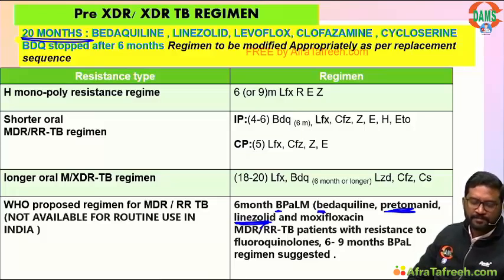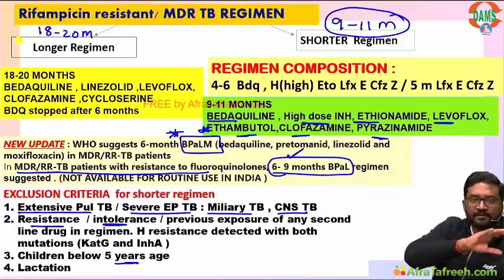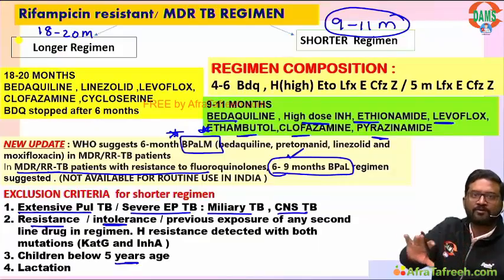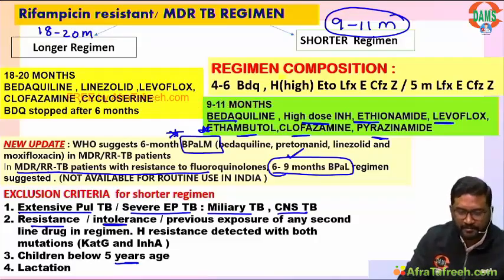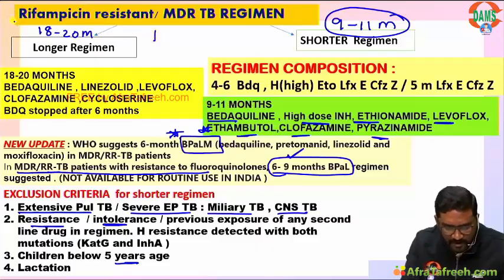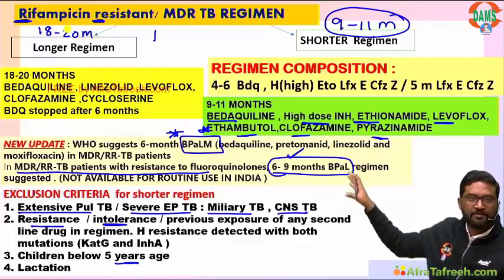So, exclusion criteria for shorter regimen. Exclusion means if this is present, you cannot give the shorter regimen. RR-TB means rifampicin resistant TB. See here, RR means rifampicin resistant. Again, there is actually no logic in this.